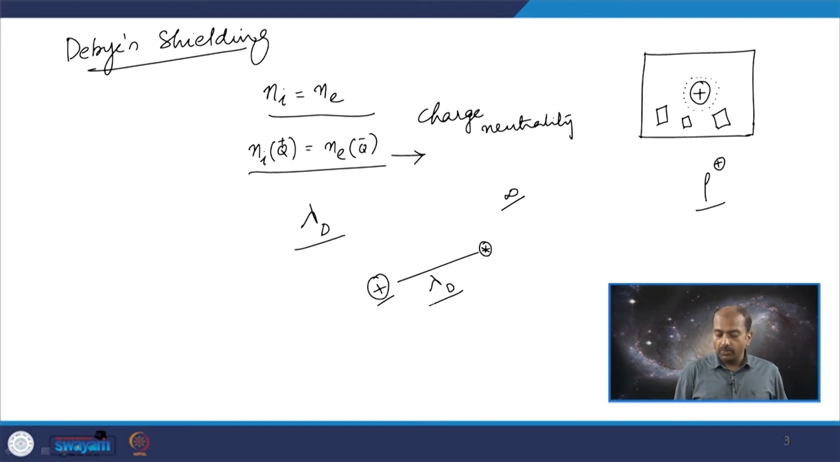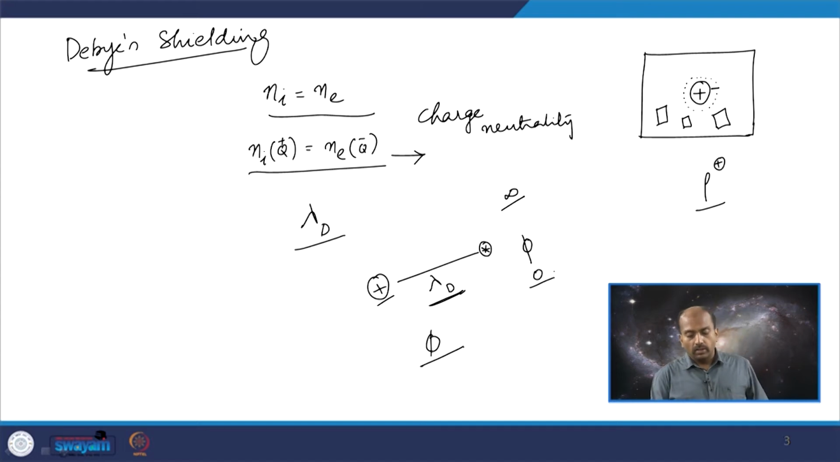Anyhow, so what do we want to understand from this? We have to derive an expression for lambda d. How does lambda d look? More precisely, we want to understand how the potential of this positive charge will behave inside this plasma. We want to understand what will be the nature of the potential within this lambda d, and what will be the nature of the potential phi outside this lambda d. What we have realized through our thought experiment is that there will be an electric field due to this positive charge within lambda d of course, but beyond this lambda d, the electric potential will be 0.